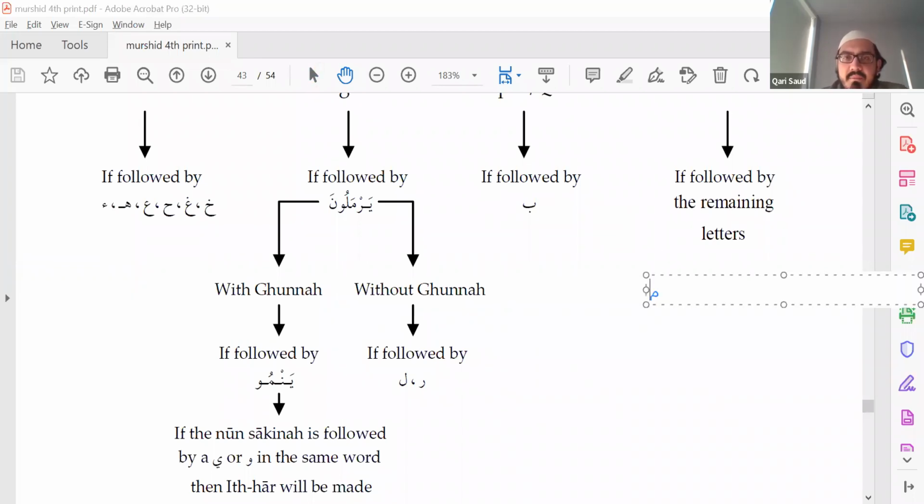We have, for example, meem with a noon sakina followed by ya. So, man ya'mal, or min wal. What do you do here? You join the noon to the ya, because it means to join, to merge: idgham. So, may. But then if it's yanmu, you have to read with ghunna. Man ya'mal. If it's a waw, also ghunna, because it's part of yanmu, 4 letters. Min wal.